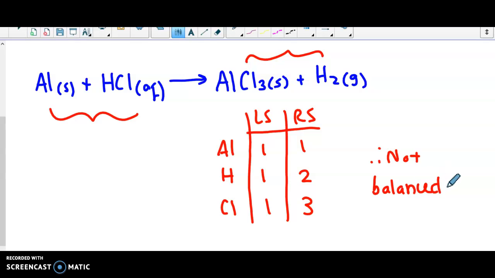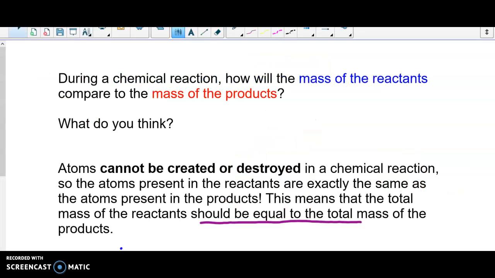Like I said, we're not going to be balancing anything today. All we're doing is identifying whether or not these chemical equations are balanced. Are they reflective of the conservation of mass?